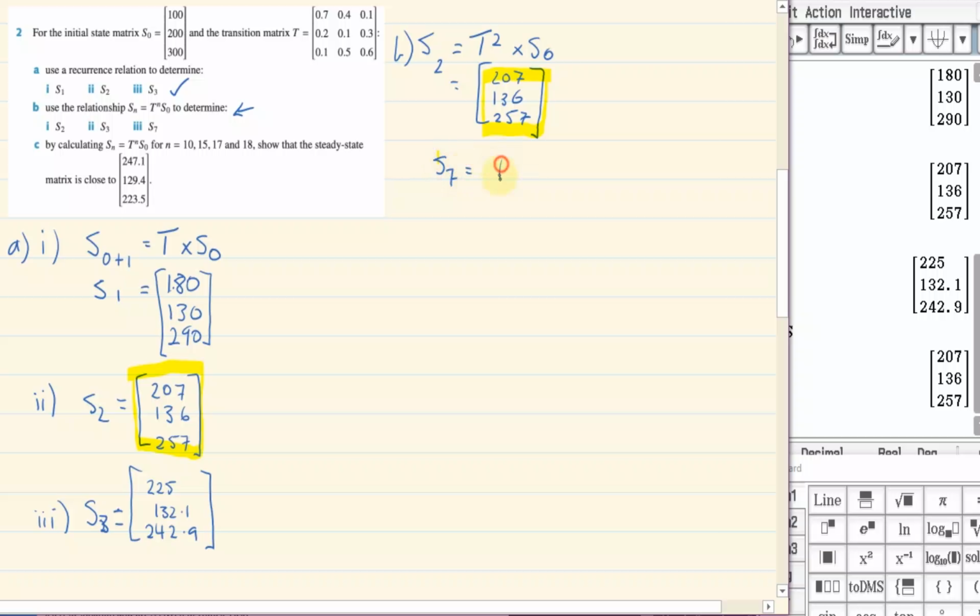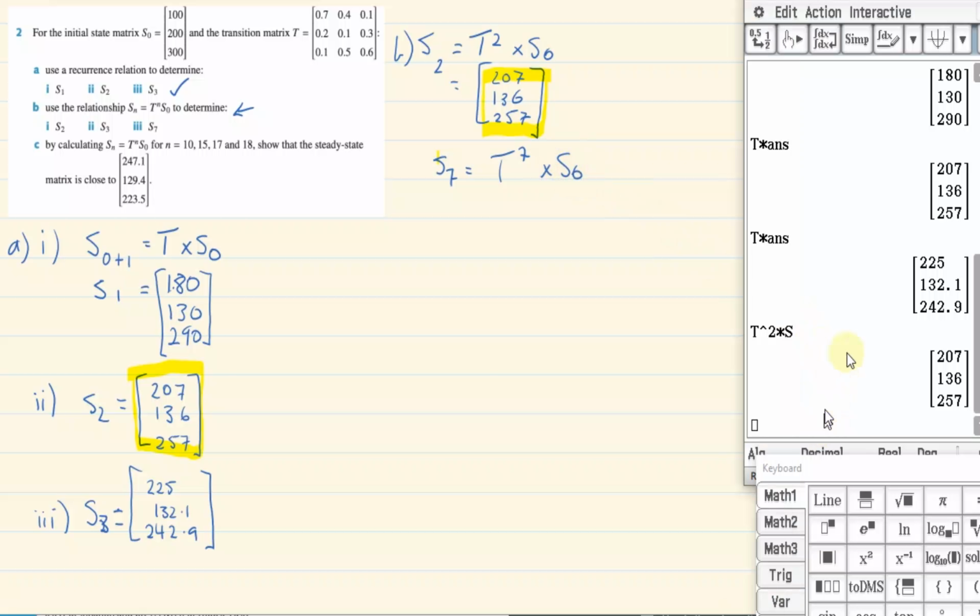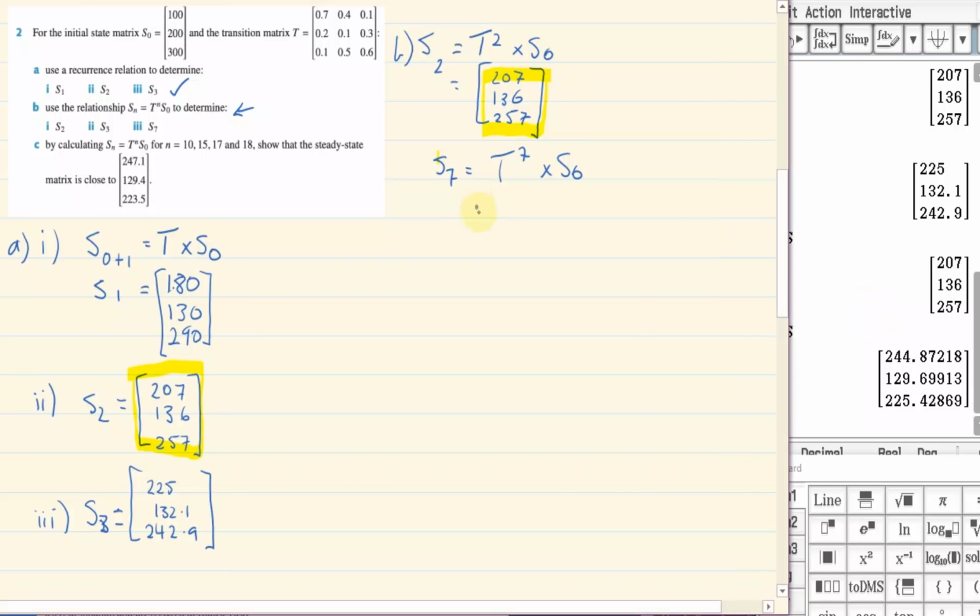S7 is equal to, again, same deal, T to the power of 7 times S0. Go and punch that in. T to the power of 7 times S. And there's our 7th state: 244.9 and 129.7, and then 225.4. Okay, so that's those ones done. Follow the same procedure for S3.